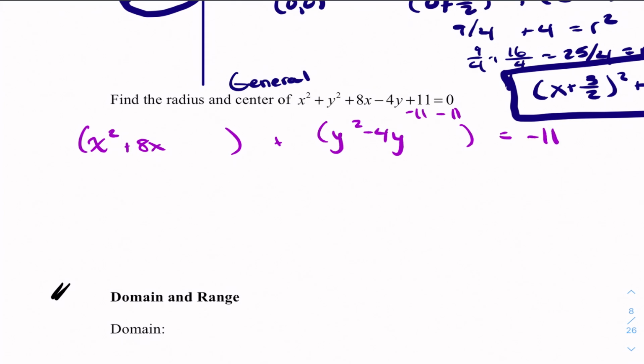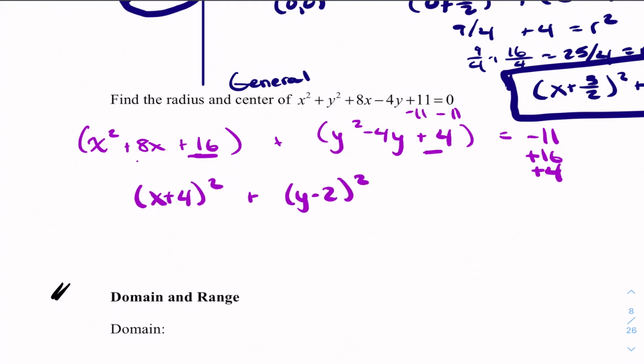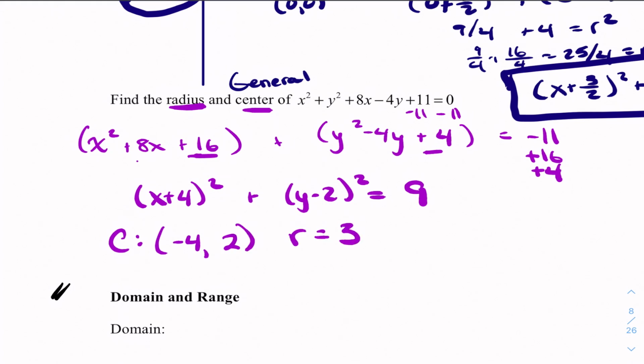We're going to complete the square twice, so we take half of 8 and square it, which is 16. We take half of -4 and square it, which is 4. Whatever we do to one side, we do to the other, so we have to add 16, we have to add 4, which is 20, minus 11. So we're left with x plus 4 squared plus y minus 2 squared equals 9. And it says find the radius and the center, so we know that the center of this circle is at (-4, 2), with a radius of 3.